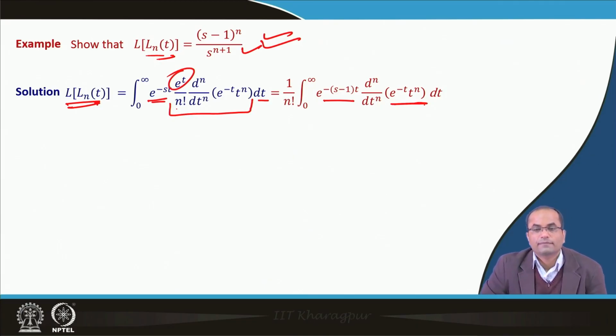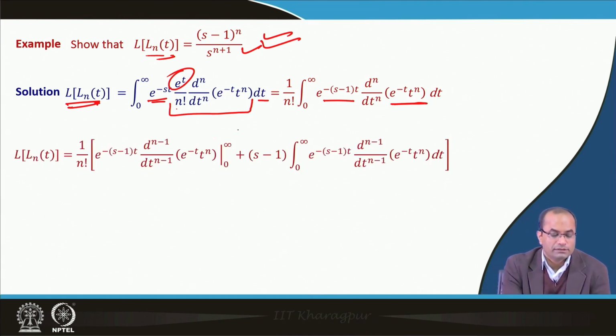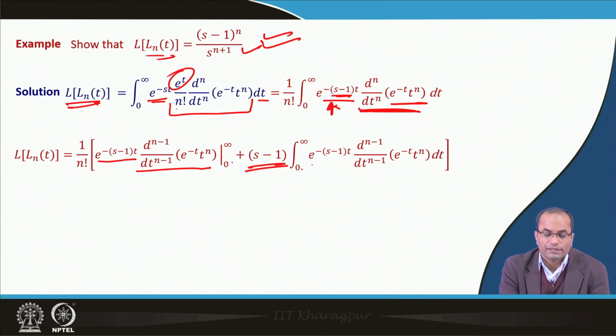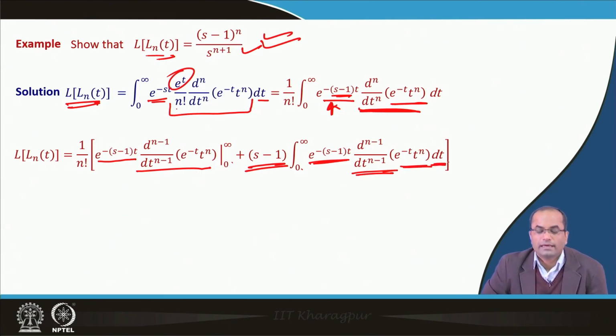And now we can integrate this by parts. That means, e^(-(s-1)t) as it is, and we will integrate the derivative, so the order will be reduced by one, with the limit 0 to infinity. Now, we will differentiate the exponential. So, the factor s - 1 will come with a negative sign, which will make the sign positive here. We get the integral from 0 to infinity of e^(-(s-1)t) times the (n-1)th derivative of e^(-t) t^n, dt.